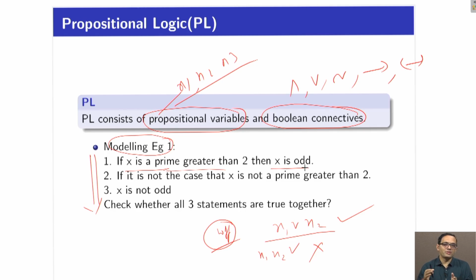So, the prime numbers are always odd numbers, right, except the 2. So, if the number x is a prime greater than 2, it must be odd. This is the first statement.